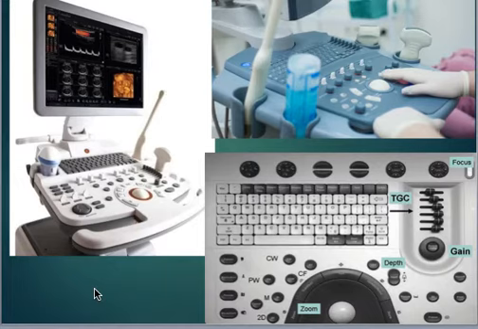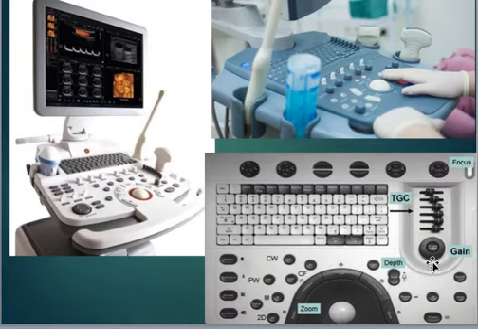There's M, which is the motion mode. So that's used for graphing movement on the image. CF is color flow Doppler, so it's going to show the direction of the flow of blood. You've got pulse wave Doppler, which is going to measure the blood cells.